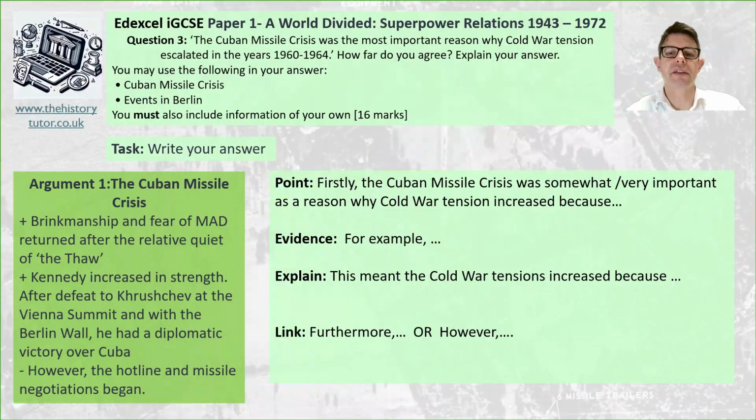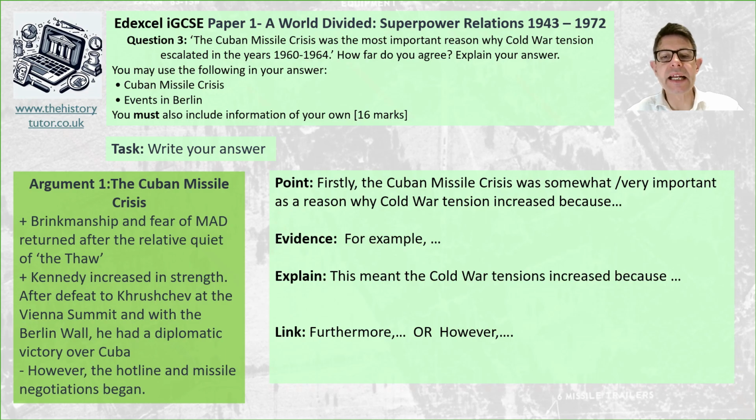So how do we write our answer? So here it is, a PEEL paragraph writing frame. And you're going to make a point. So firstly, the Cuban Missile Crisis was somewhat, or we could say very important, the reason why the Cold War tension increased, because, I'm going to say, for example, and support with some events in the Cuban Missile Crisis.